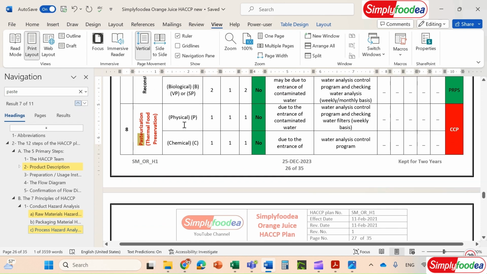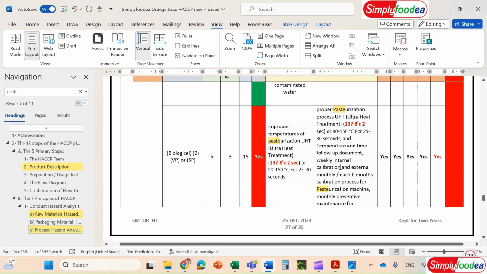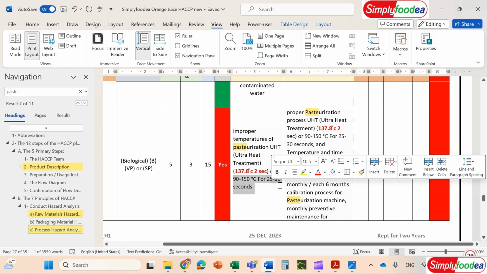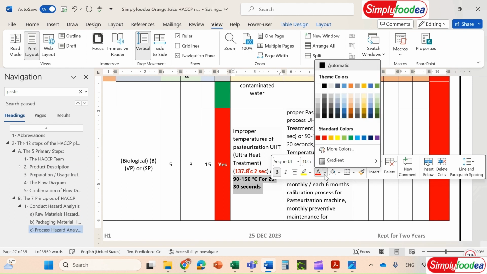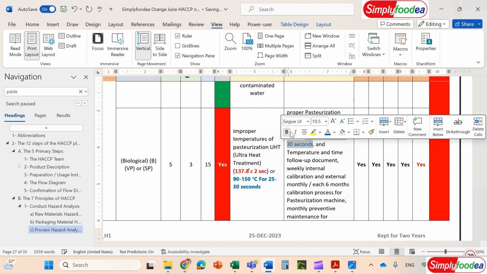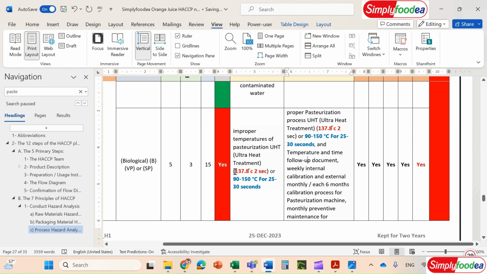Okay, I've mentioned physical hazard, chemical hazard, and biological hazard. I have added here more numbers, critical limits, which is not just numbers. Yes, numbers, but it was mainly critical limits, either 137.8 Celsius for 2 seconds or from 90 to 150 Celsius for 25 to 30 seconds.